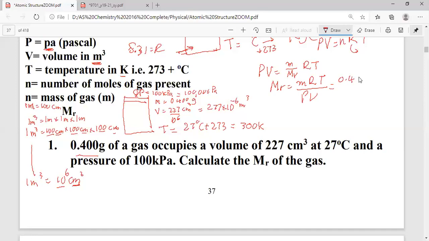0.4 whatever times 8.31 times your 300 over your P. Remember is 100,000 times what is your V? 277 10 to the power minus 6. The answer is actually MR. I solve it for you. Here it is. Let me see.